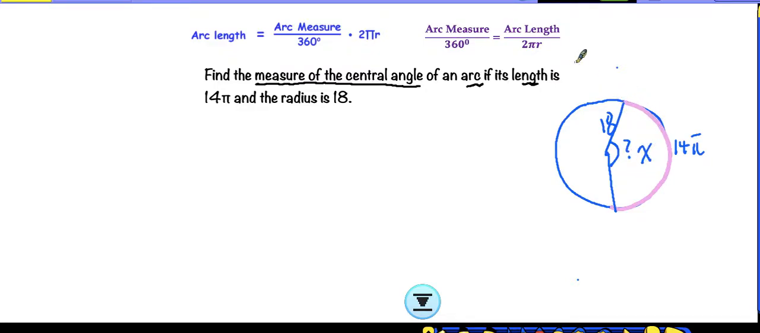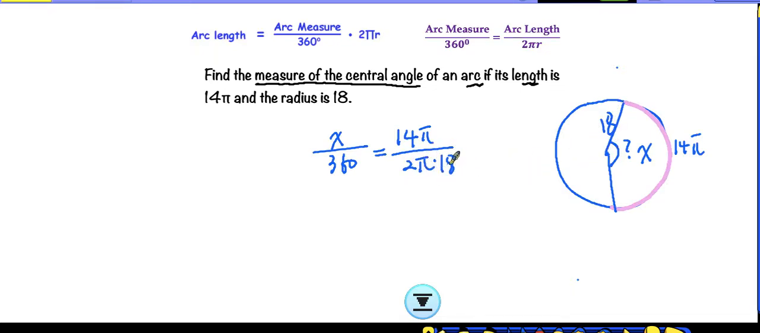As I mentioned yesterday, we have two methods, two formulas to choose. However, whenever we need to find the radius or central angle, the missing pieces, I feel like the second method is much easier. So let's use this one. The arc measure, which is always the same as the central angle, but in this case we don't know it. So we put X over 360 equals, the right side of the formula says arc length, we already know that, 14 pi over 2 pi r, which is the circumference.